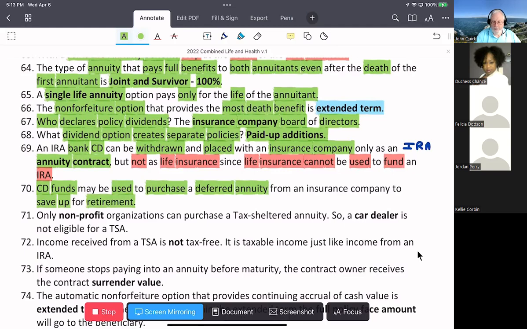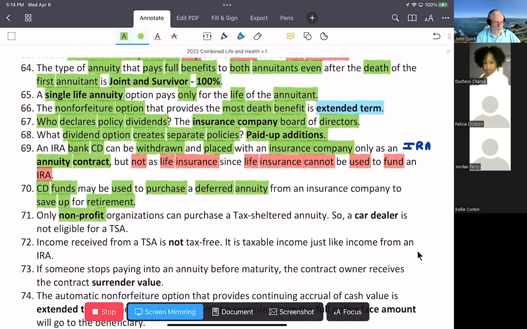So see, that's what happened. That's why banks started to get into the insurance business, because if you got money in a CD, you got to pay taxes each year as it grows, even if you don't really need the money. And so people were taking money out of their CDs and buying deferred annuities from an insurance company, because the deferred annuity has tax deferred interest. You don't pay interest while it's growing. And you could use that to save up for retirement.